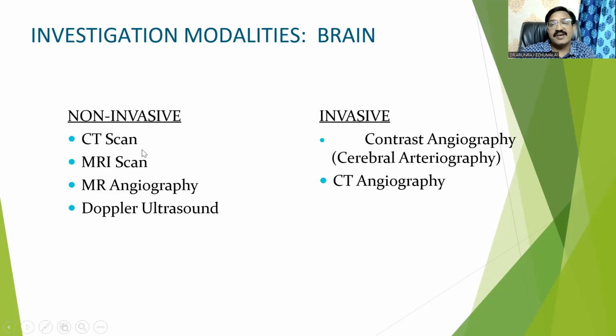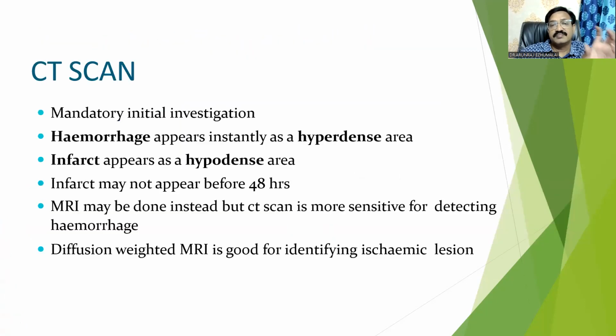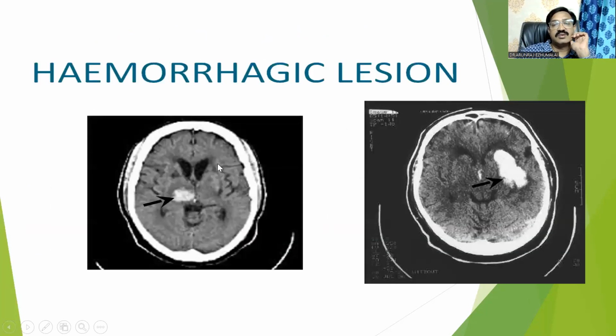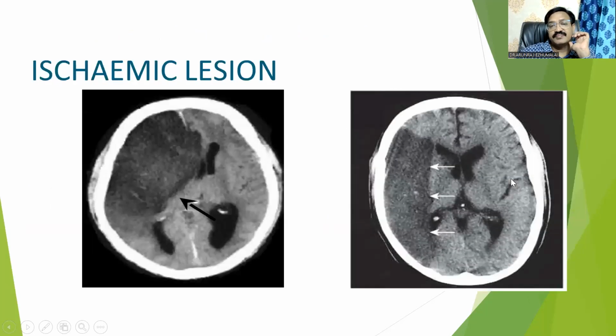Whatever investigation you do, you do a CT scan brain, MRI brain and MRA. MRA shows which vessel is involved. Hemorrhage will be seen as a hyperdense area in the CT scan, and infarct will be a hypodense area. This is typical of hemorrhage, hyperdensity in the CT brain. An ischemic lesion will be hypodense, a massive stroke. This is ACA territory, this is MCA territory, and so on.